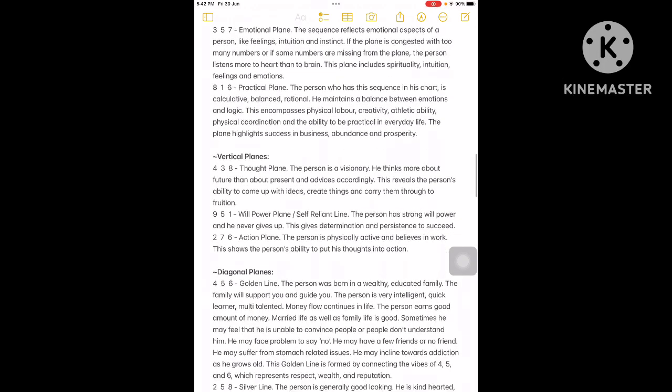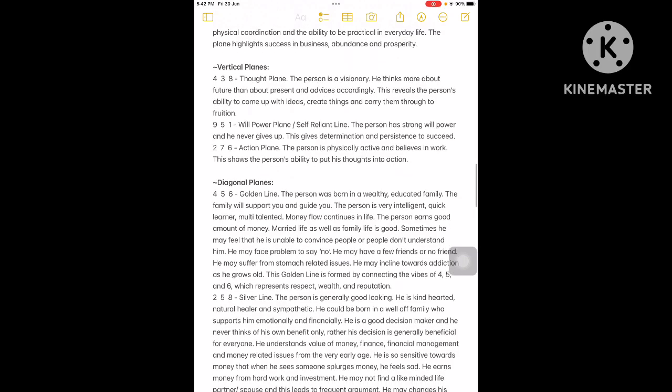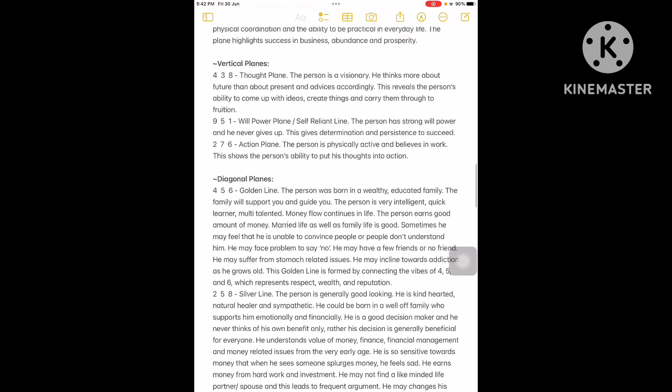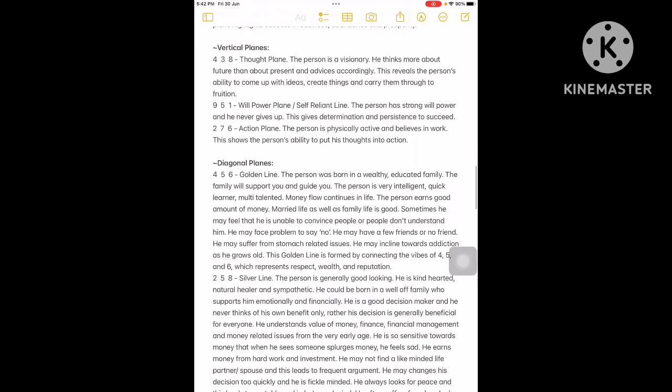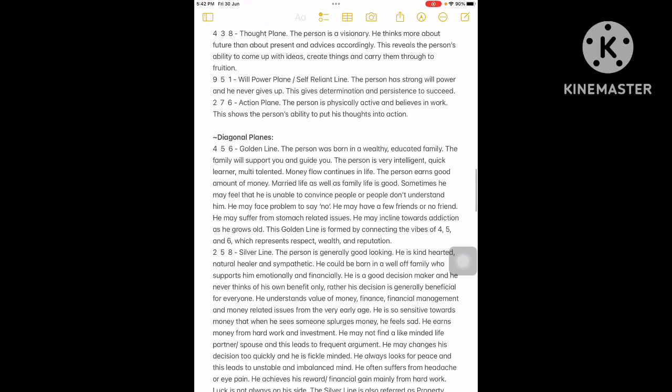Okay. And the diagonal planes, 4, 5, 6, the first line. The diagonal planes come from left to right. Okay, the golden line: if you find this line in any chart, the person was born in a wealthy, educated family. The family will support him or guide him throughout his life. The person is very intelligent, a quick learner, multi-talented, and money flows continuously in life. The person earns a good amount of money, and married life as well as family life is good.